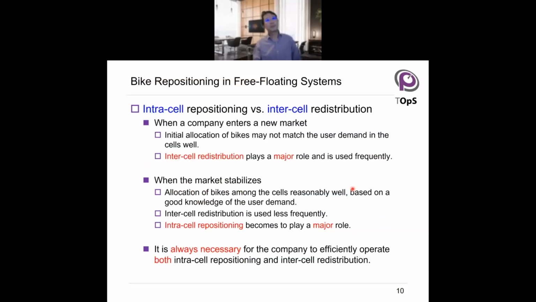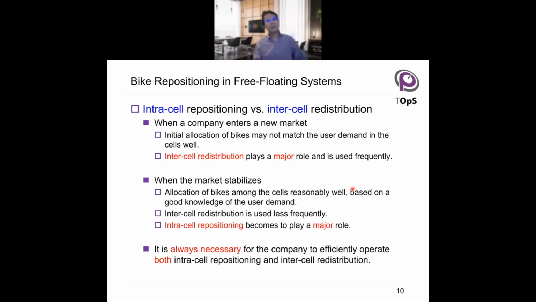These two types, intra-cell versus inter-cell, are also used more frequently in different scenarios. For example, if a company enters a new market, like a new city or a new operating area, they may not have a very accurate demand forecast or estimation. So their initial allocation of bikes among the cells may not match the demand very well. So they need to frequently move the bikes among the cells. So inter-cell redistribution is more frequently used in that stage.